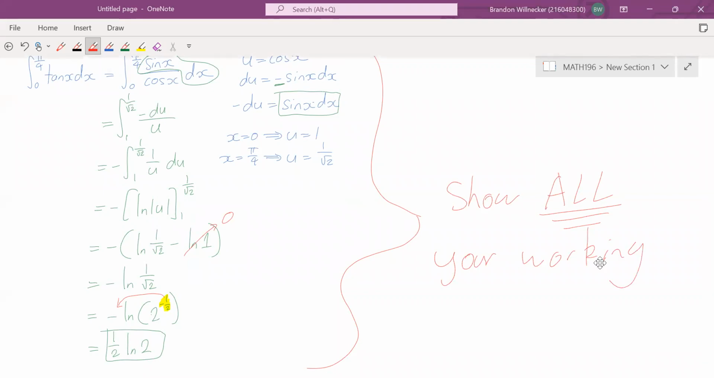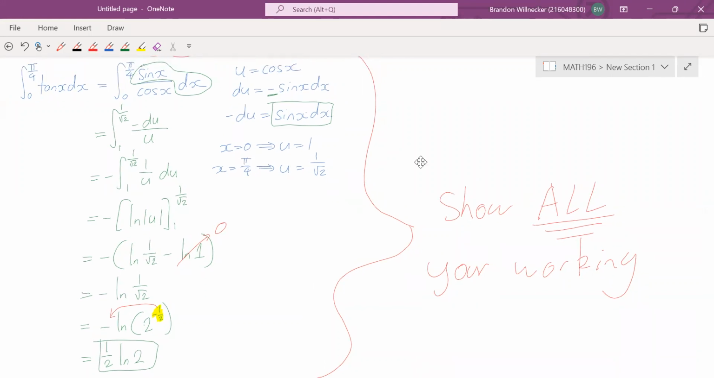If you just write down what the answer is, I can't give you any extra marks for that. Because if this whole thing is out of 5 and you just put down the final answer, I can only give you 1. I need to see all your working there to give you all the marks. So if you're in doubt, please just show all your working so then I can give you those marks.